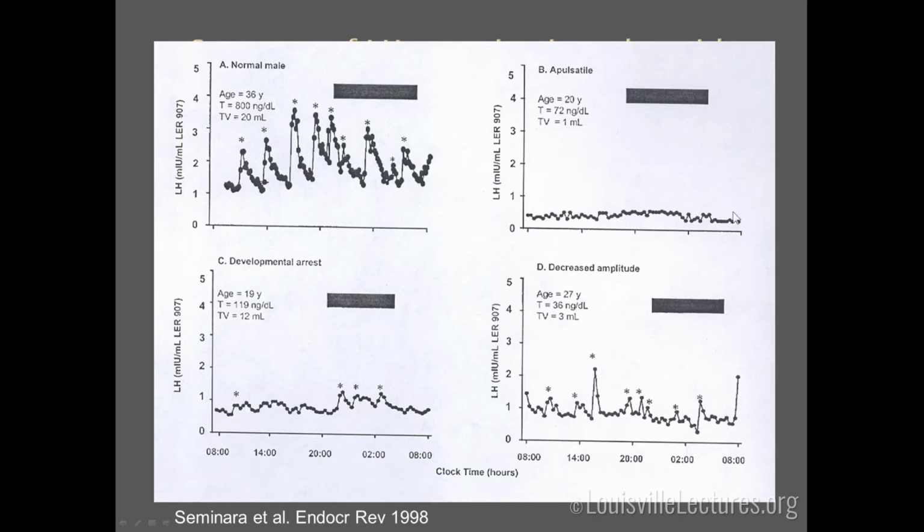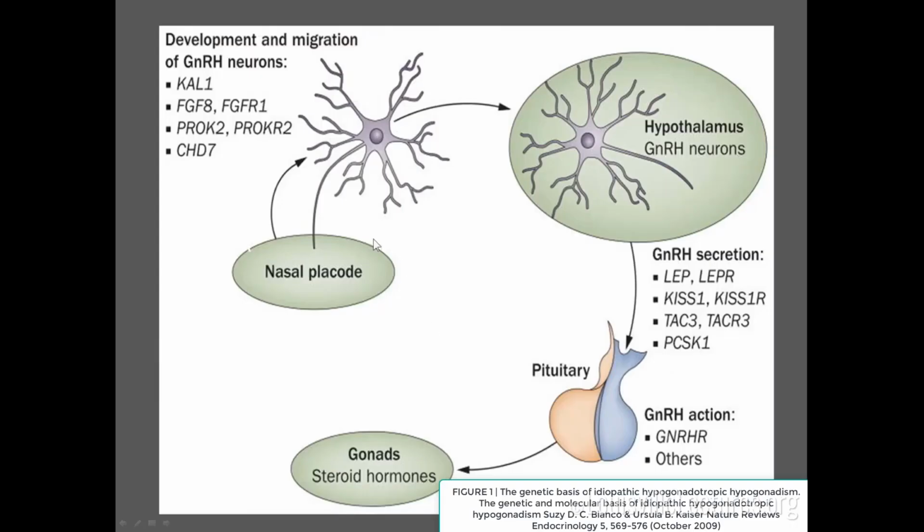If you look at the pulsatility for LH in the most severe forms, with a very low testosterone and small testes, you find almost no LH pulsatility. This is normal. But in individuals with partial problems, like 12 ml testes here, you can see an occasional burst. And now we know from the Human Genome Project and other research on genetics in this disorder that there are many, many different genes involved in this whole system. Some genes are involved in the movement of GnRH neurons during early fetal life, where they start in the nasal placode and have to move to the hypothalamus.